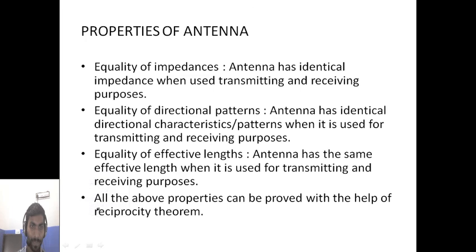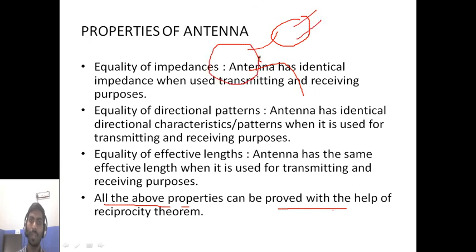All the above properties can be proved with the help of your reciprocity theorem. What is your reciprocity theorem? The reciprocity theorem states that if you find the impedance at one component, it is going to be the total source impedance.